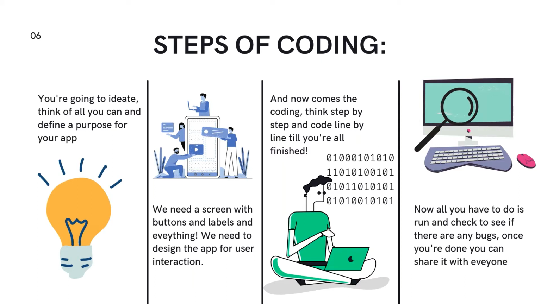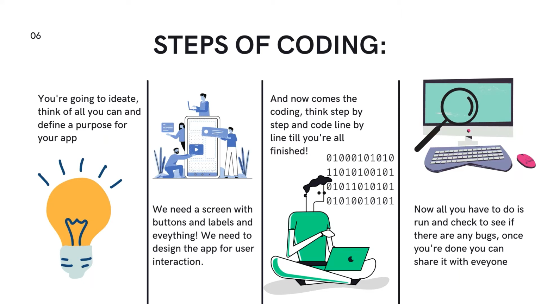The first step is to ideate. You're going to think of all you can and you're going to finally find an idea that you can apply to your application, something that you can express through code. So you're going to define the purpose of your app. The second step is to design. We need a user interface. It has to be interactive with the user, right? The app must have some sort of interaction with the user. So we need a screen, buttons, labels, anything that your type of app needs. So we're going to be designing as the second step.